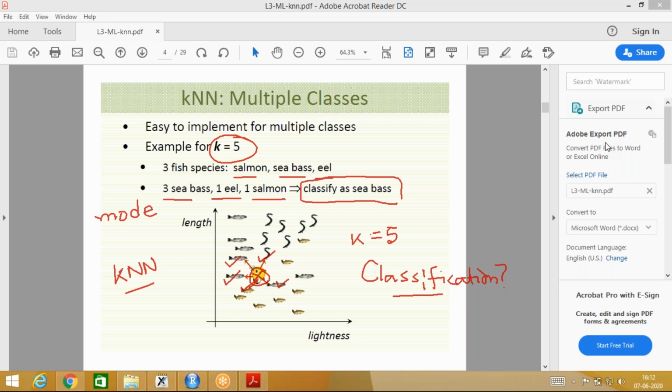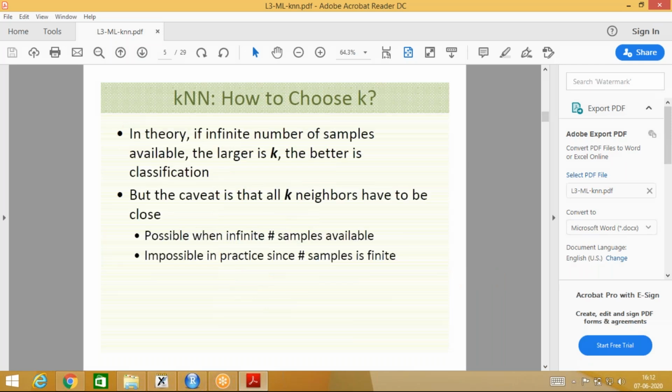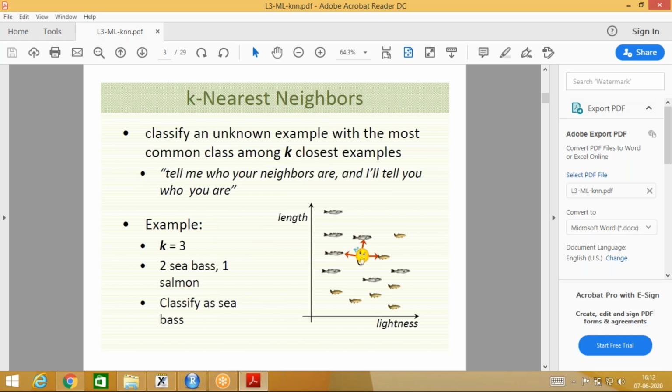Logistic regression can also do it, but we have learned only the binary logistic regression. We have not learned the multi-class logistic regression. And this one can do multi-class very easily. Sorry, multi-class classification. So now, there are lots of questions that come in when I say that.